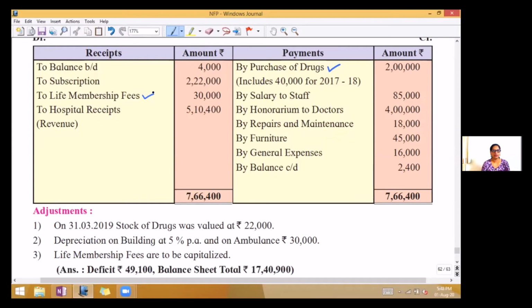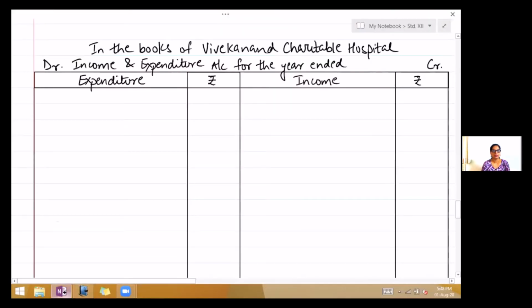Okay, now you will take your notebooks, write down in the books of Vivekanand Charitable Hospital. Draw the income and expenditure account. So write income and expenditure account for the year ended 31st March 2019. Indicate debit, credit. Write expenditure, income.